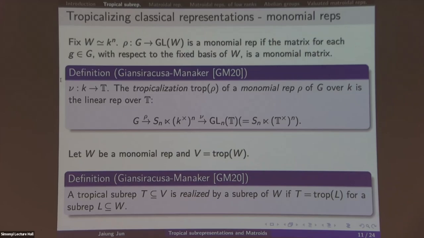Am I still going too fast? I have a tendency to go really fast if I get nervous.